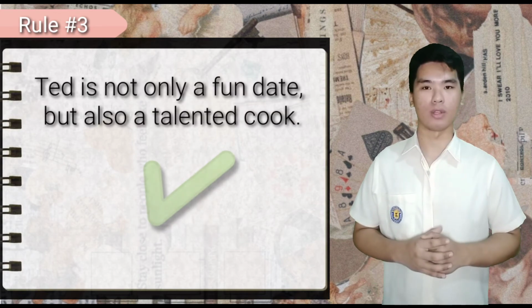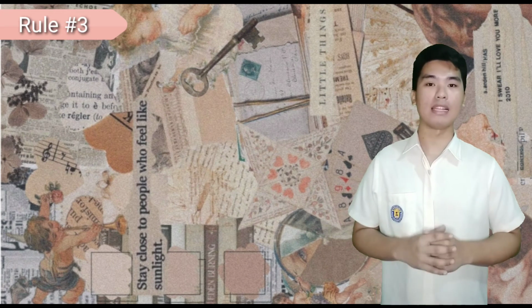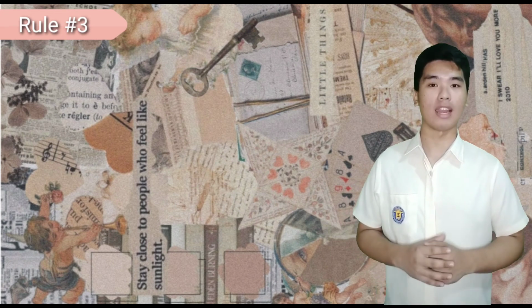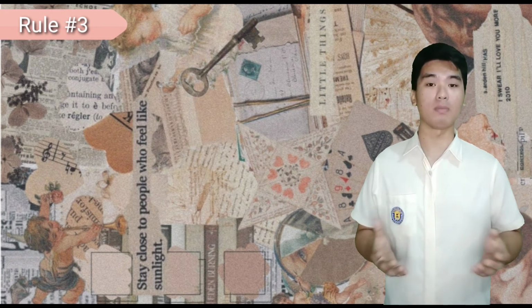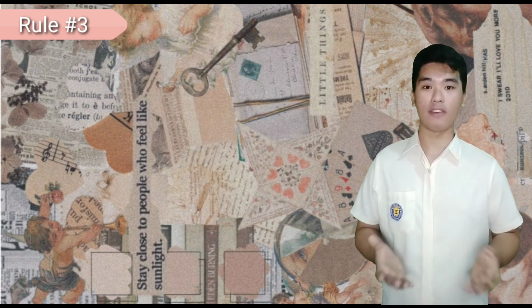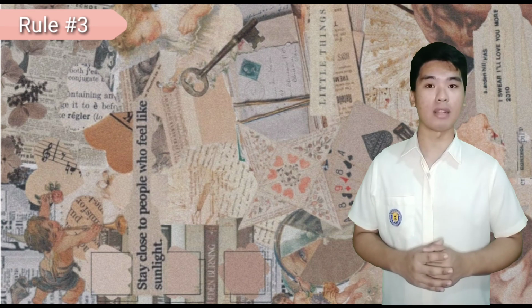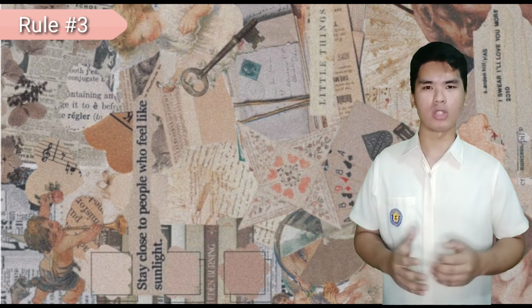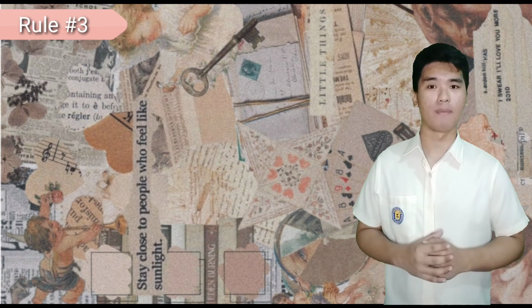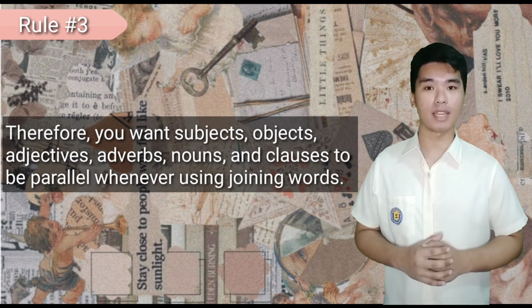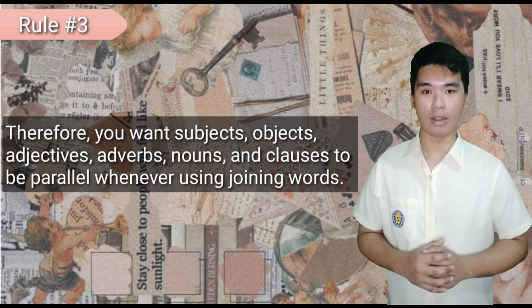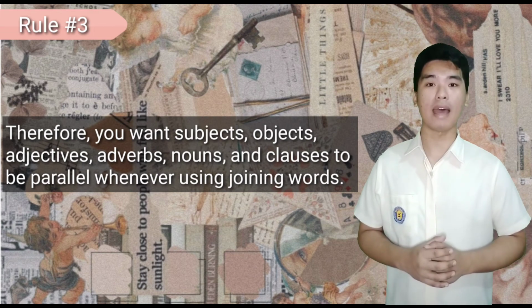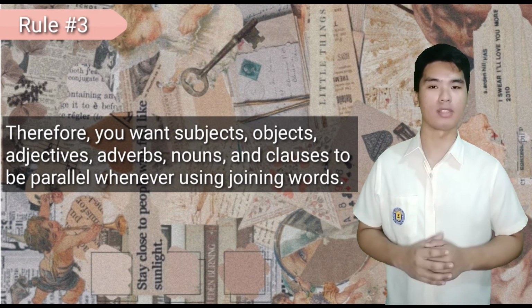a talented cook. Keeping the parallel structure is important when using correlative conjunctions because the sentence's fragments must always be equal. Because of this fact, joining words function similarly to coordinators, which also connect independent clauses together. Therefore, you want subjects, objects, adjectives, adverbs, nouns, and clauses to be parallel whenever using joining words.